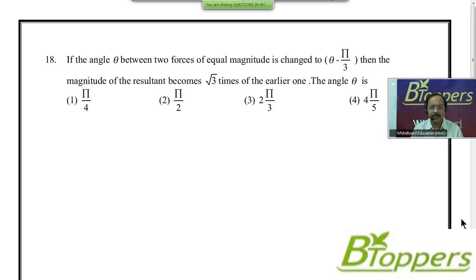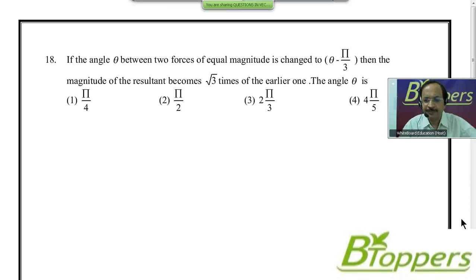If the angle theta between two forces of equal magnitude is changed to theta minus pi by 3, then the magnitude of the resultant becomes root 3 times the earlier one. The angle theta is, there are 4 options. First option pi by 4, second option pi by 2, third option 2 pi by 3, fourth option 4 pi by 5. Of course, understood that in all the 4 options, the angle is expressed in radian.